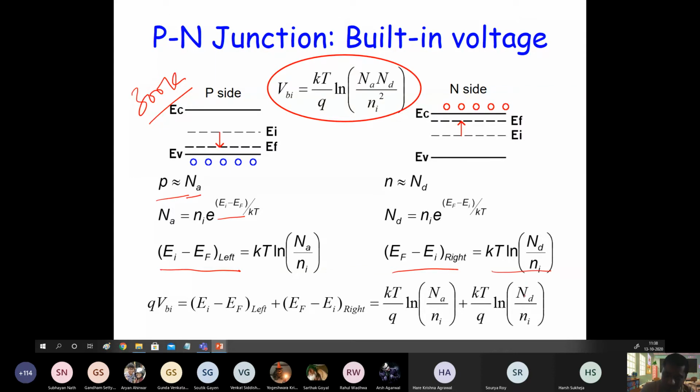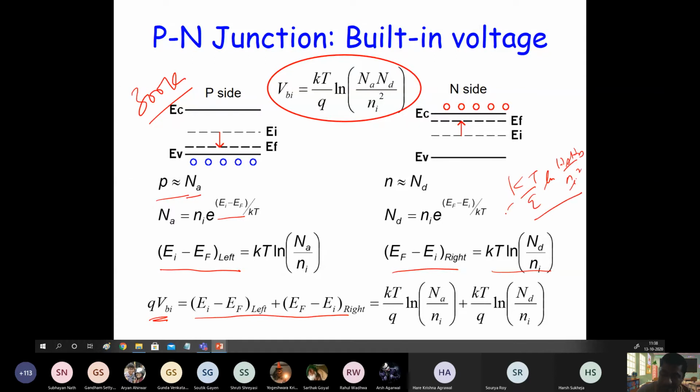And if you add both of them, you will get KT by Q. Where is Q there? It's Q times VBI, right? Because this is the energy. So this is basically EI minus EF on the left, EF minus EI on the right, and they will add up because EF will be the same. So the total energy is Q times the built-in potential, and that is KT log Na Nd by Ni square. Because when you add two logarithms, they multiply, right? So you have KT by Q log Na Nd by Ni square.